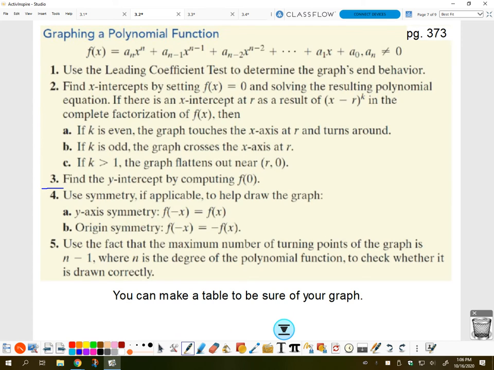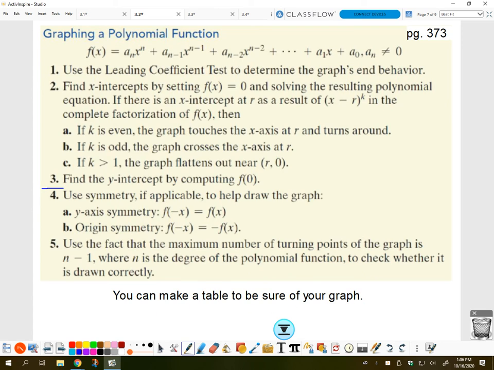Okay, so everything you've learned so far today put together into one thing. And I need you to notice that I put this little blue line right here because I'm only going to do steps 1, 2, and 3. And then this is going to be things that I kind of think about in my brain, and I use my calculator to make a table to finish out my graph.